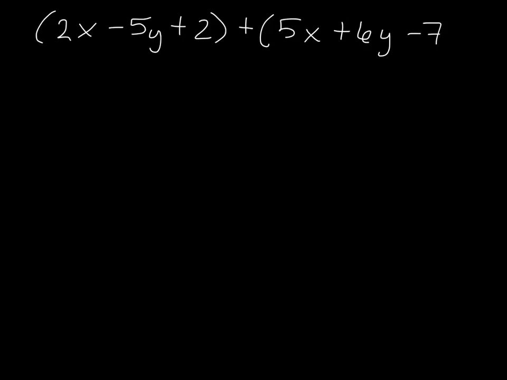Another way that you might see a combining terms problem is something that's written out like this. You might have 2x minus 5y plus 2 plus 5x plus 6y minus 7, right? And so this is just saying I've got this one polynomial and this other polynomial, and I want to combine them with addition. The nice thing about addition is I can just read this across. In other words, I can make it look like the problems that we've had before, just like this.